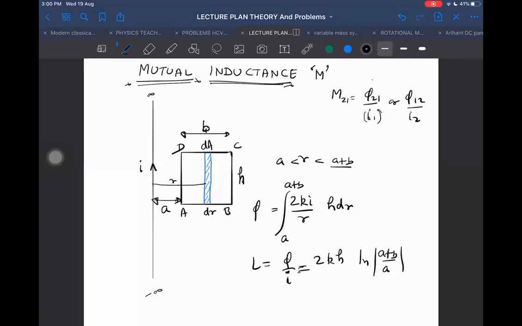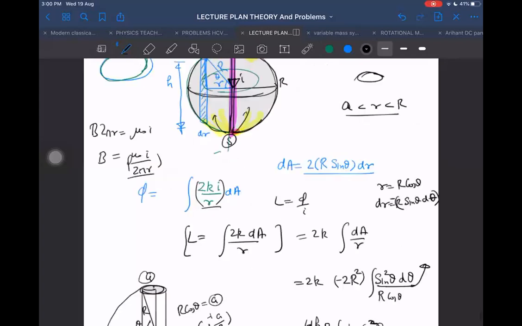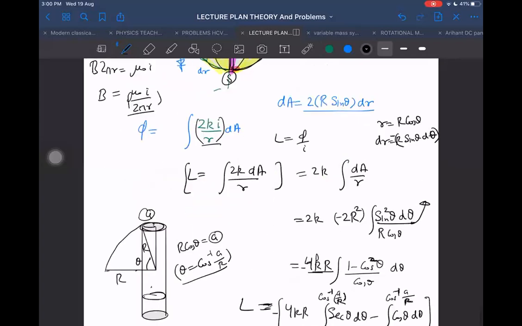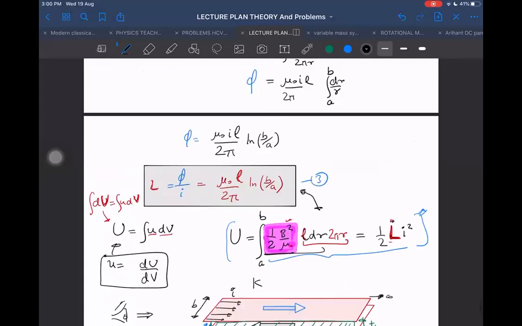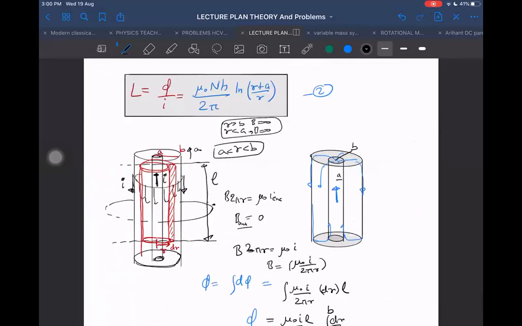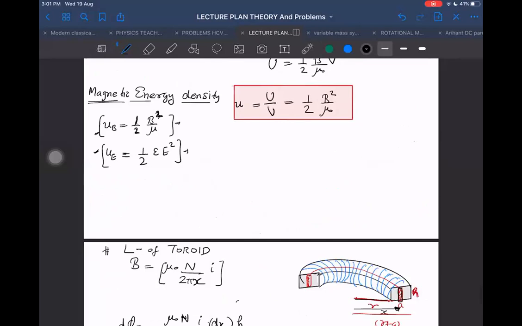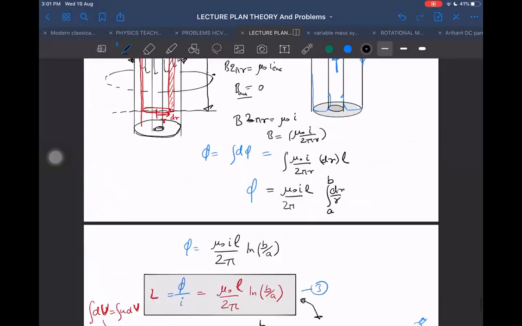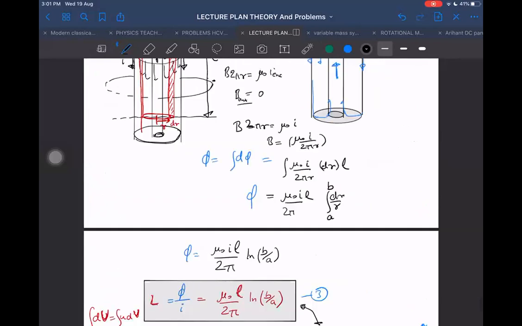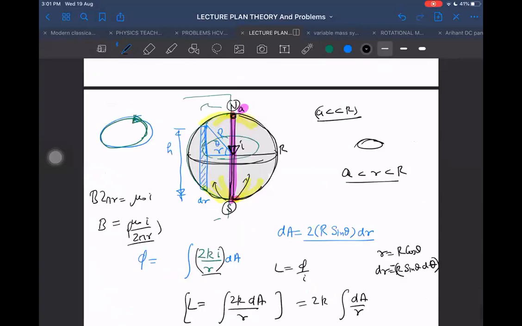Similar case we have done before, I think. There it was self-inductance. For what case? For the toroid case, I think. That was for the toroid. It is a similar formula only, but there it is n into h, and here n is not there in this case.